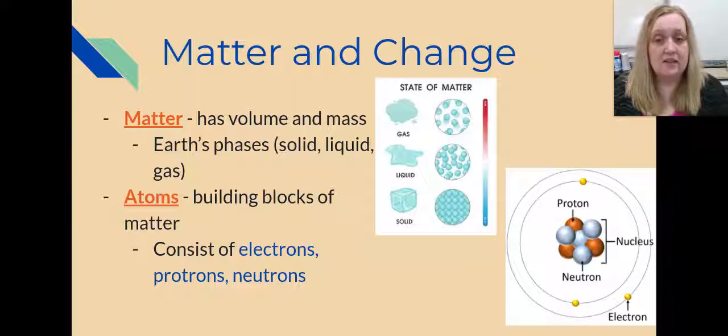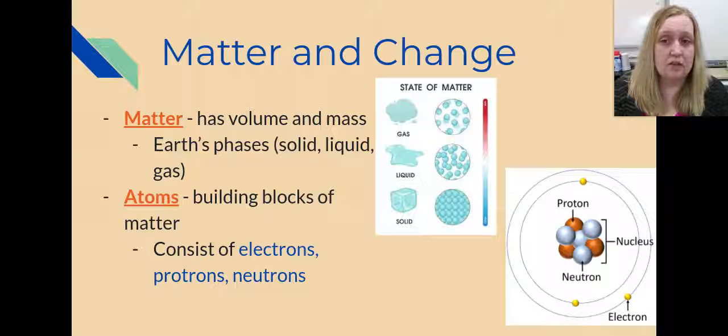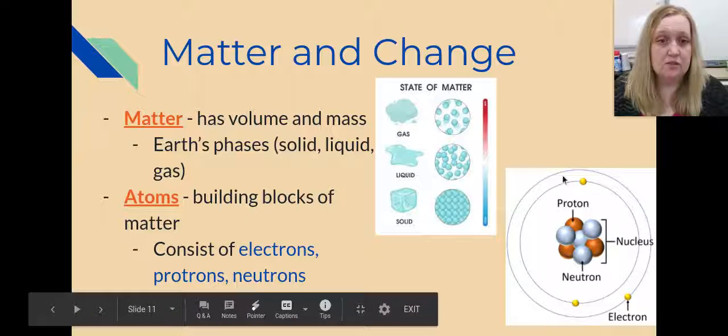Matter also has to do with atoms. Atoms are the building blocks of matter. There are three molecules found in an atom, an electron, proton, and neutron. So if you look over here, this is a picture of an atom. So the protons and neutrons are found in something called the nucleus, and then the electron is outside the nucleus in the electron cloud.